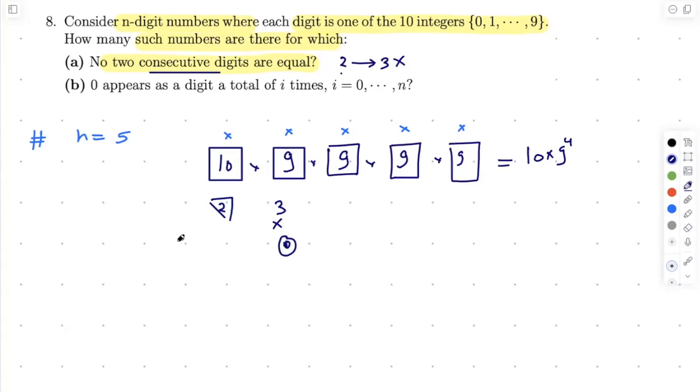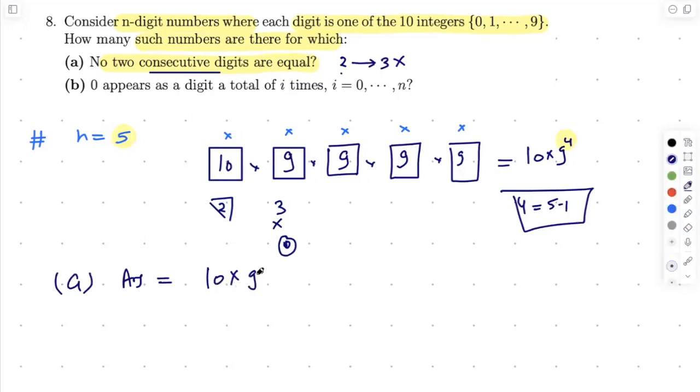So what is the answer for the first case? It is going to be 10 multiplied by 9 to the power 4. How do I get 4 here? Because a total of 5 digits I was looking for, so 4 is 5 minus 1. In the same way, I write the answer here as 10 multiplied by 9 to the power n minus 1, because a total of n digits are there.